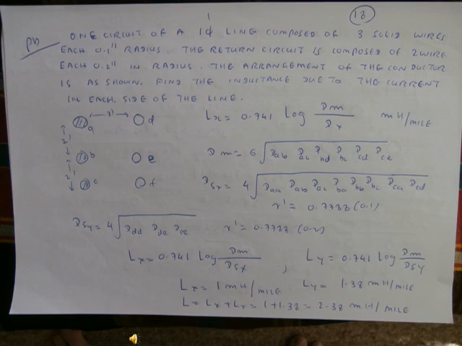So L equals LH plus LH, so therefore 1 plus 1/38, so 2/3 millihenry per mile.